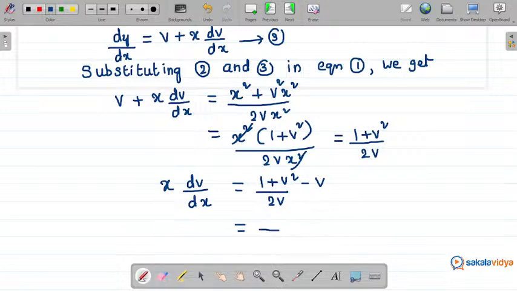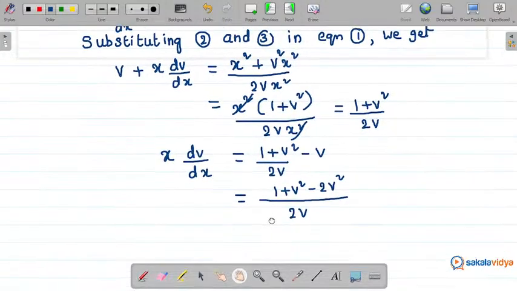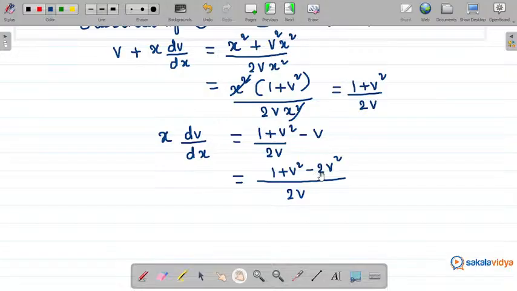So, now 2v is the LCM, 2v divided by 2v. So, 1 into 1 plus v square, 1 plus v square, and 2v into negative v, so negative 2v square. Now this can be simplified: minus 2v square plus v square, minus v square you will be getting. So this is equal to 1 minus v square by 2v. Now, easily it can be written as variable separable form.